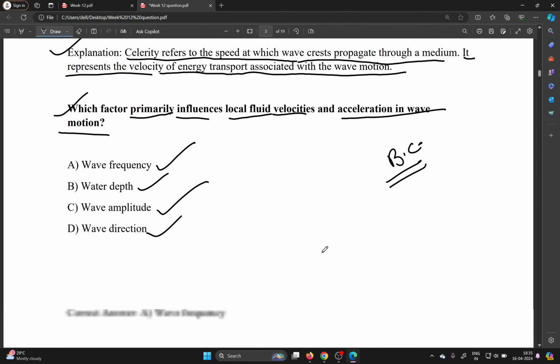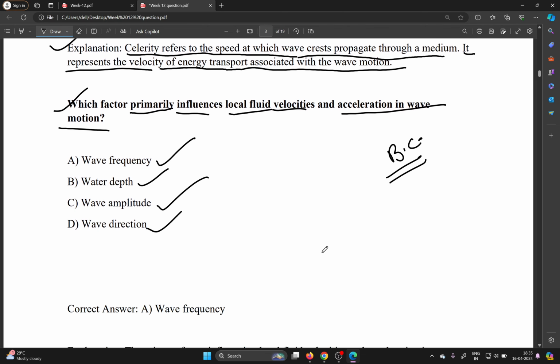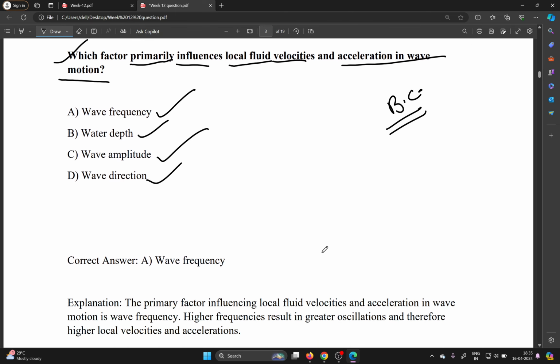So the answer of this question is wave frequency. Wave frequency primarily influences the local fluid velocity and acceleration in the wave motion. So what is the explanation? That is your wave frequency. Option A is correct. The primary factor influencing the local fluid velocities and acceleration in wave motion is wave frequency. Higher frequency results in greater oscillation and therefore higher local velocities and acceleration.